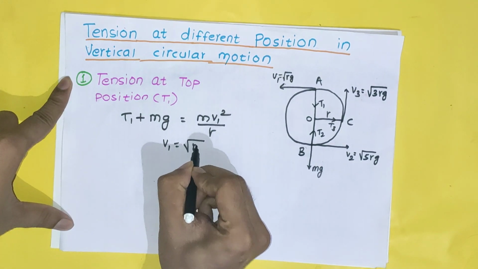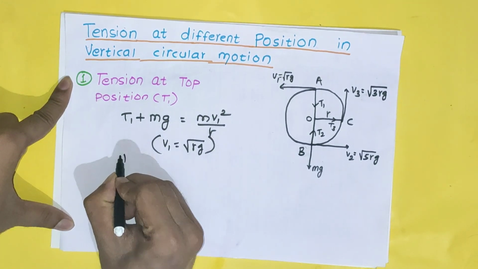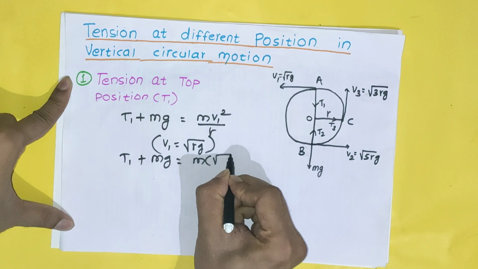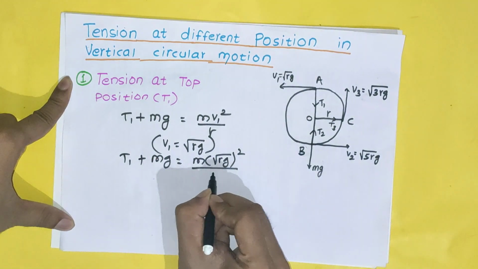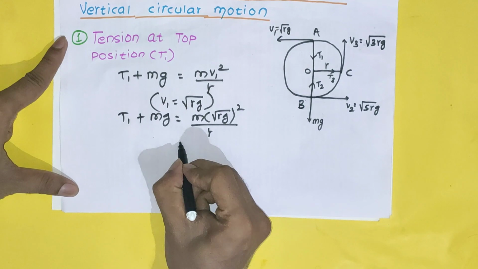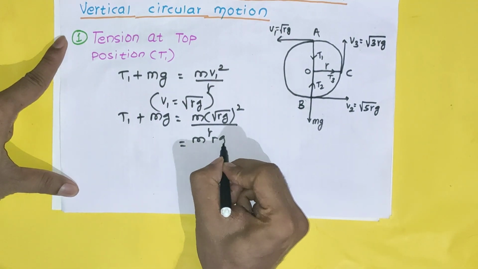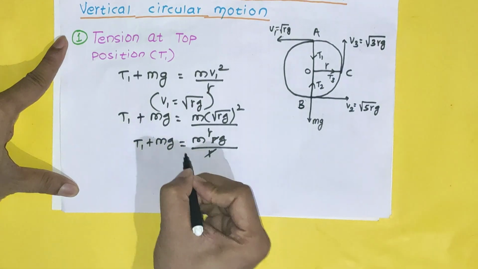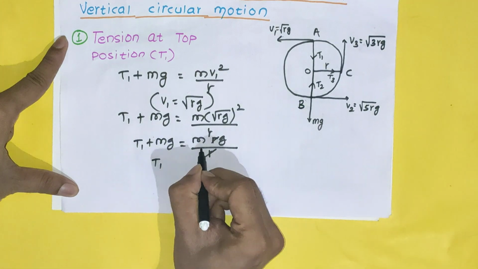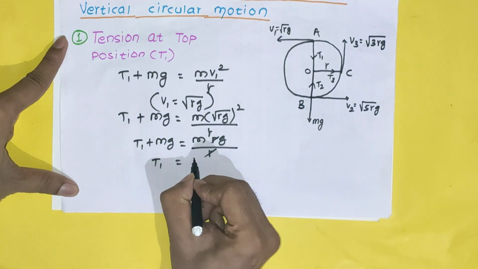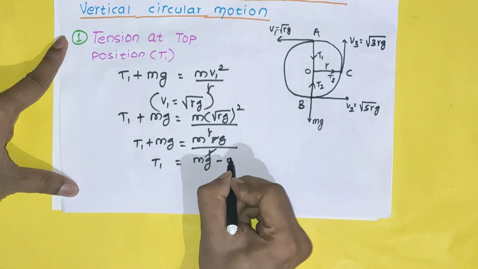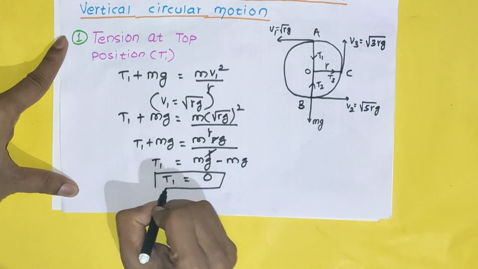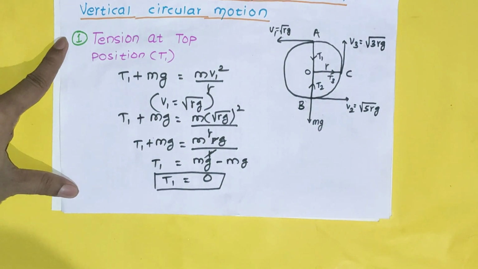So we have v1 equal to root Rg. T1 plus mg is equal to m root Rg square divided by r. Now, by squaring, this r and r will get cancelled. So T1 plus mg is equal to mg. So T1 is equal to mg minus mg, which means the tension at top position is 0.